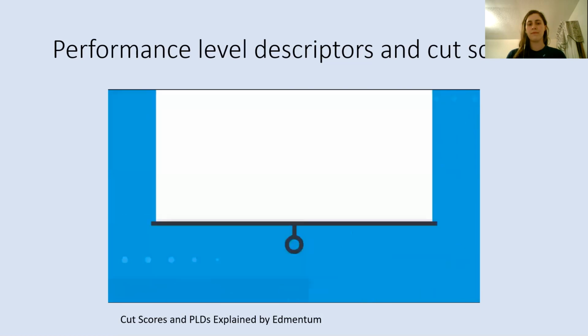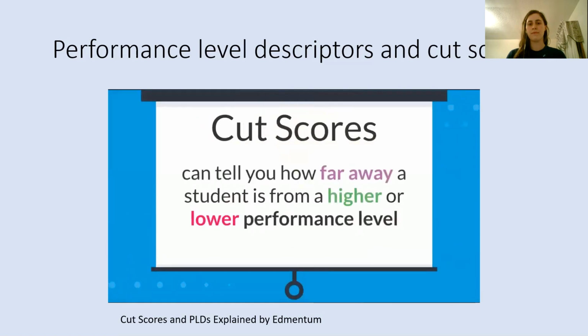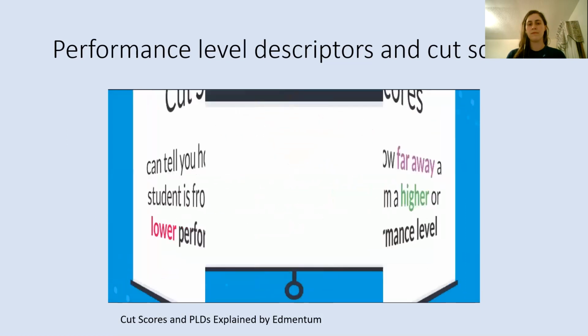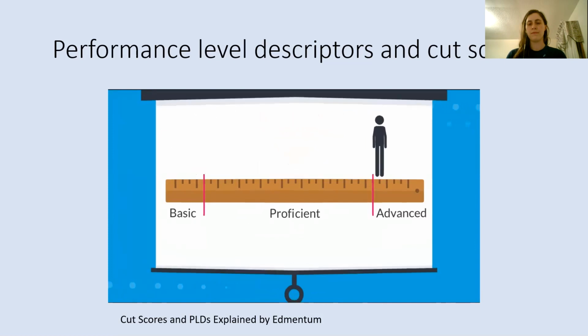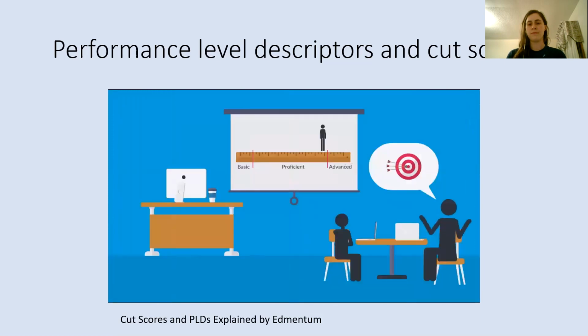Cut scores can tell you just how far away a student is from a higher or lower performance level. For example, if a student is classified as proficient on a mid-year benchmark test, but scores very close to the cut score distinguishing between proficient and advanced, that student may hit the advanced category with just a little bit of growth by the end of the year. Cut scores can also be used to set goals with students because you can see just how much a student must improve by to make it to the next performance level.